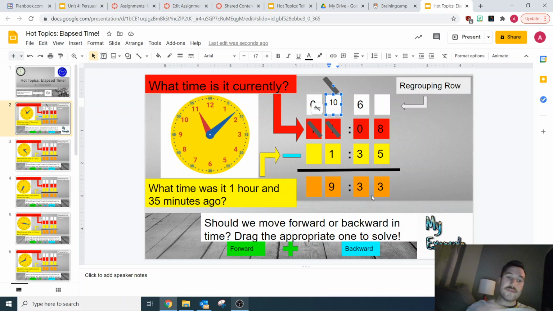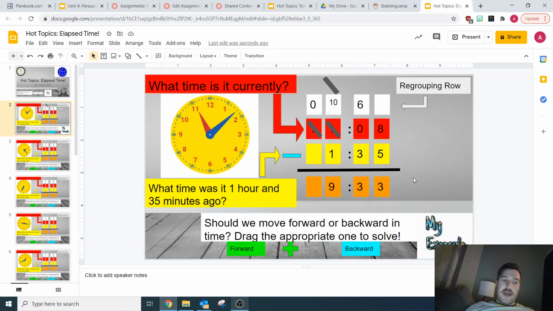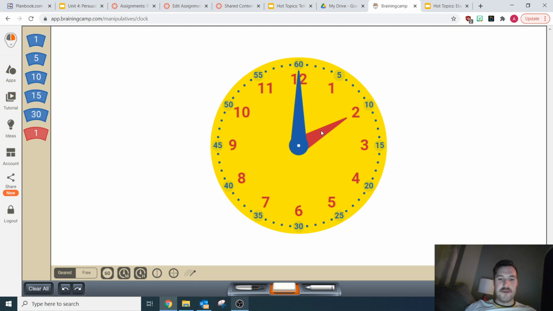9:33. Now normally we would be concerned about AM and PM, but we're not really going to worry about that right now. So if you need to regroup, you can use these slashes up here to cross them out and then use these regrouping rows to keep track. You can also absolutely use BraininCamp to help you. There are some useful tools in the clock.